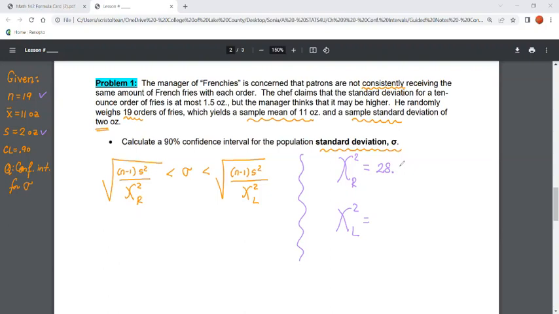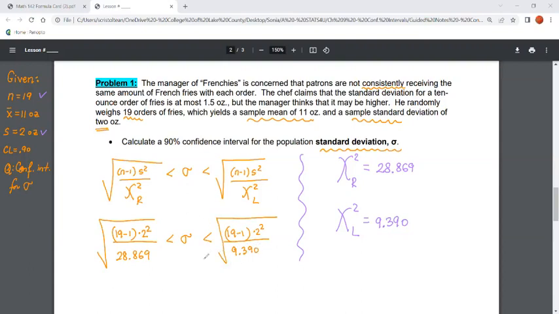Chi-squared to the right is 28.869. And chi-squared to the left is 9.390. Now that we have all the values, all we need to do is plug in. So sigma is between. On the top, I have 19 minus 1 times 2 squared divided by 28.869. Take the square root of this value. On the upper bound, I have 19 minus 1 times 2 squared divided by 9.390, square root of this value.